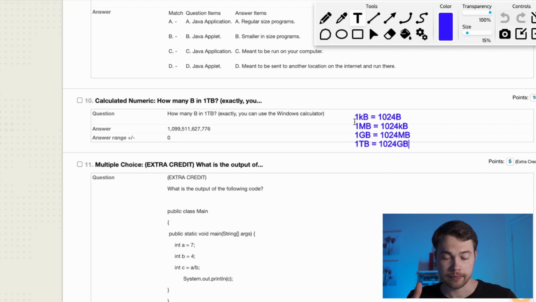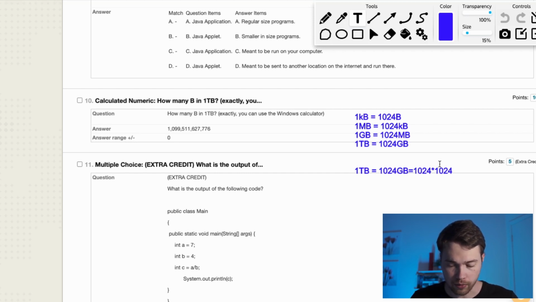Okay. Now, in order to understand how many bytes in 1 terabyte, we just need to multiply all of them, right? We can basically say that 1 terabyte is equal to 1024 gigabytes. Okay. Now, what is 1024 gigabytes? 1024 gigabytes is 1024 times 1024 megabytes. Okay. Now let's expand 1024 megabytes. It is 1024 times 1024 kilobytes.